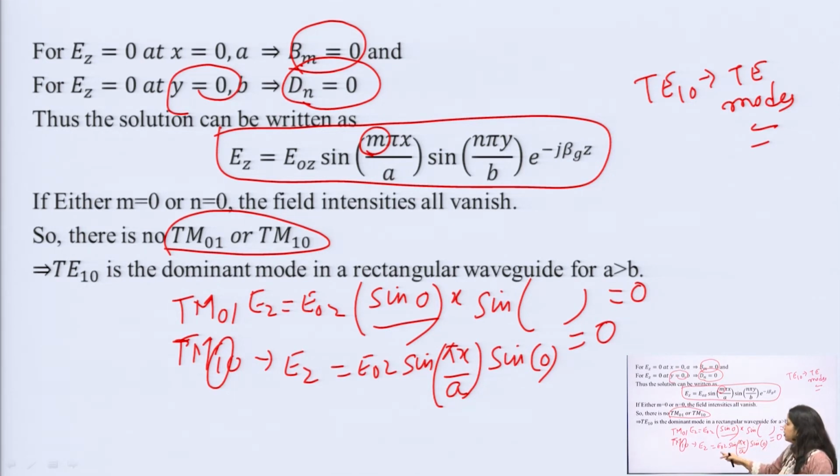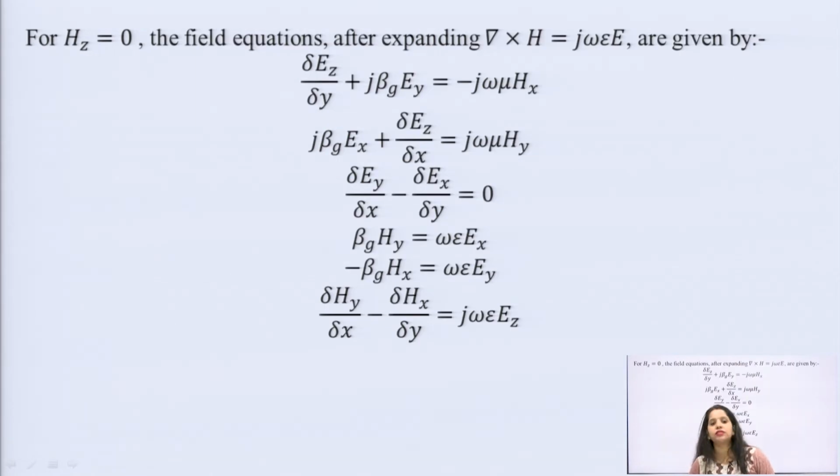For that purpose, you have to solve using the expression of Ez here, and you will get the expression as 0. So you can say that these two components do not exist. Finally, the conclusion is that TE10 is the dominant mode in the rectangular waveguide.